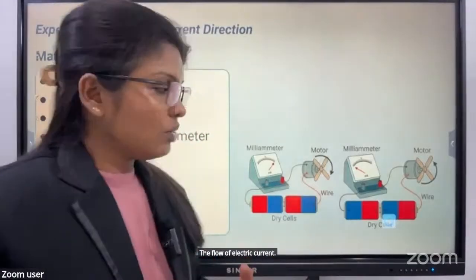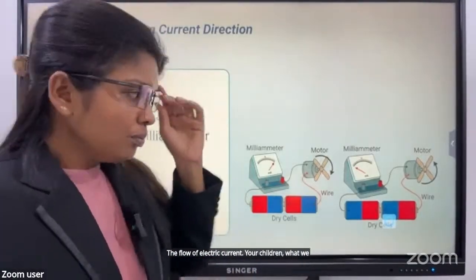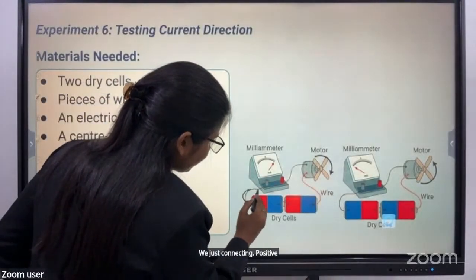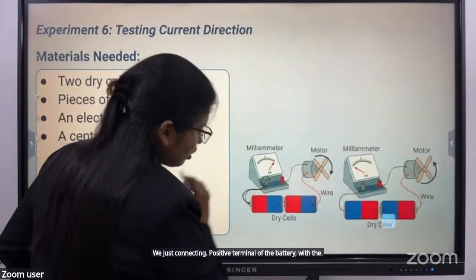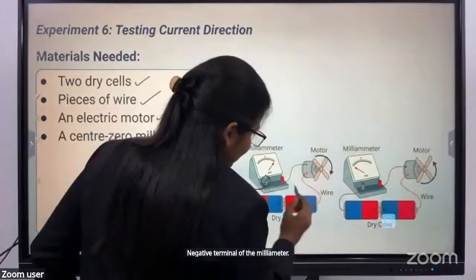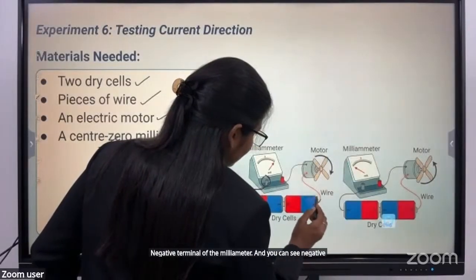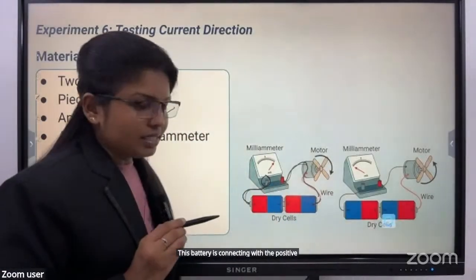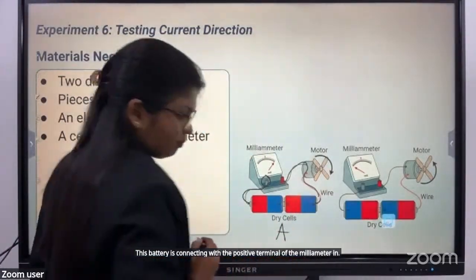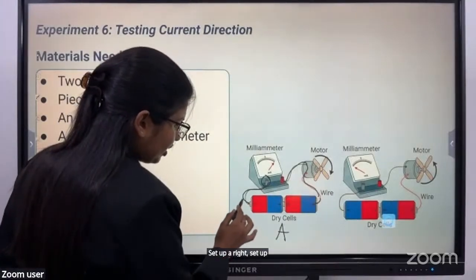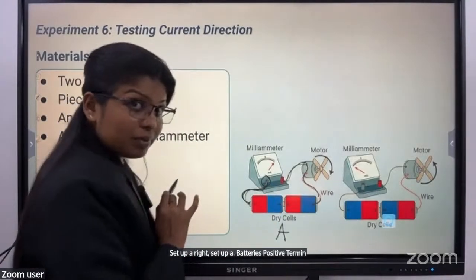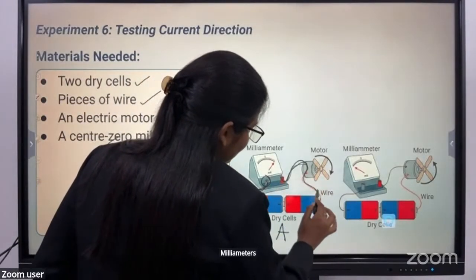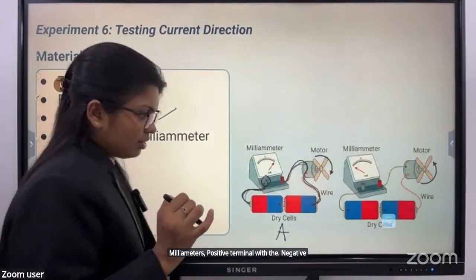We use the center-zero millimeter for identifying the direction of current flow as well as the flow of electric current. Here children, what we are going to do is connect the positive terminal of the battery with the negative terminal of the millimeter, and you can see the negative terminal of this battery is connected with the positive terminal of the millimeter in setup A, right? Setup A: the battery's positive terminal with the millimeter's negative terminal, and the millimeter's positive terminal with the battery's negative terminal, right?